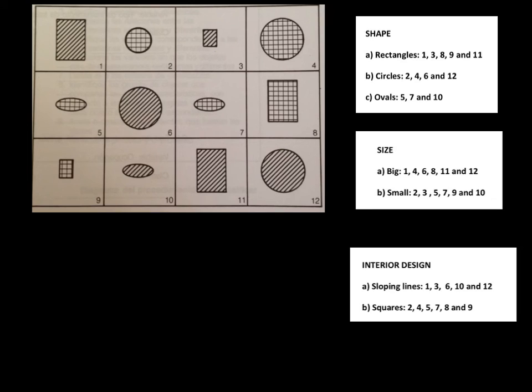For the last variable, which is interior design, we have sloping lines for 1, 3, 6, 10, 11, and 12. And we have squares for 2, 4, 5, 7, 8, 9, and that's it. So again, you can see with the colors that we're not overlapping. If we use the interior design criteria, we have two choices, the sloping lines and the squares. And each element goes in one of those two.